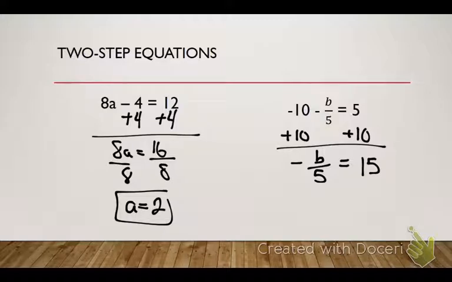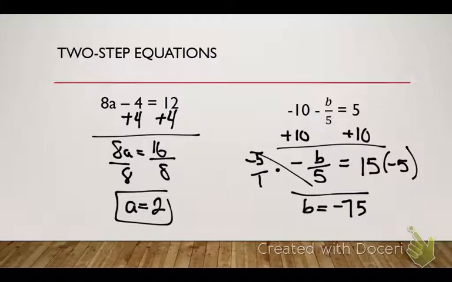Multiply both sides by -5. We have to make sure we take that negative with us. Did you remember to do that? Multiply both sides by -5 over 1. So b equals -75. All right, who got both of those right? Anybody maybe just missed the negative on 75? That's a pretty common mistake that we could see.